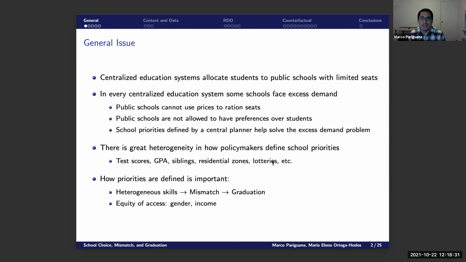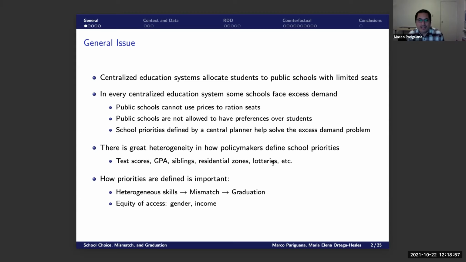So then the planner defines this thing that we call the school priorities. And this is how the excess demand problem is solved. It's a ranking of students of who gains admission and who doesn't. There is great heterogeneity in how policymakers define these priorities. For example, sometimes they use test scores, GPA, siblings, residential zones, lotteries, etc.